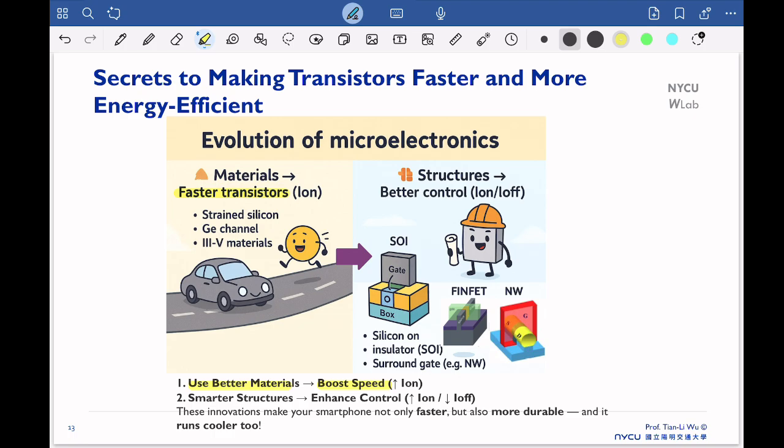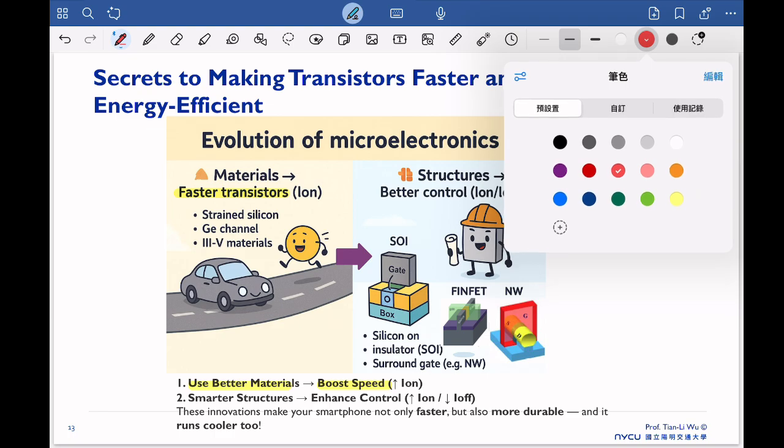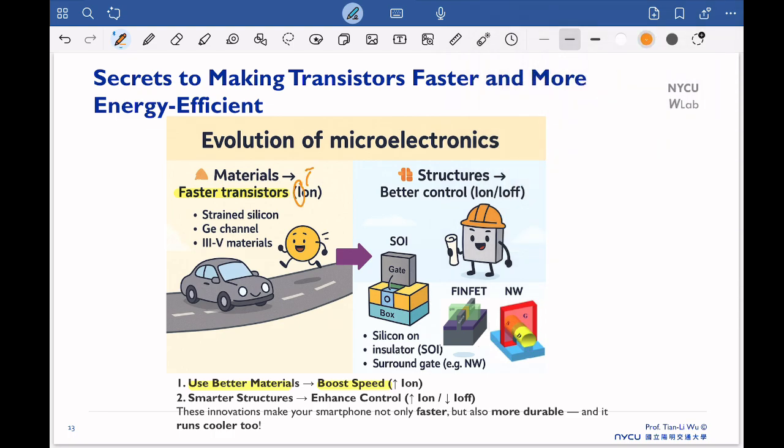There are several innovations that we have mentioned: strained silicon, germanium channel, III-V materials. We won't talk too much in detail, but just let you know. And the I_on here means the current. For a faster transistor, we want a higher current. After the materials innovation, we then have the structure innovation. The goal of structure innovation is to enhance the control, better control of I_on over I_off. That's what we usually call the on-off current ratio.